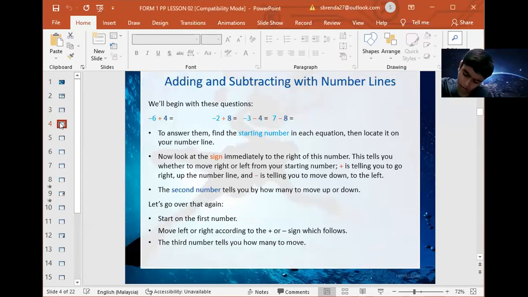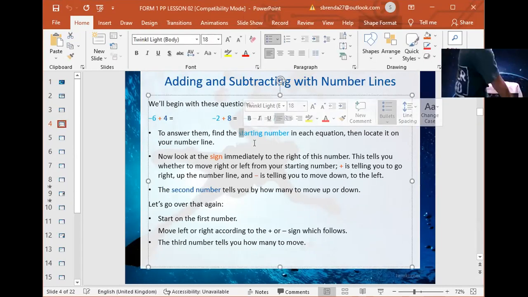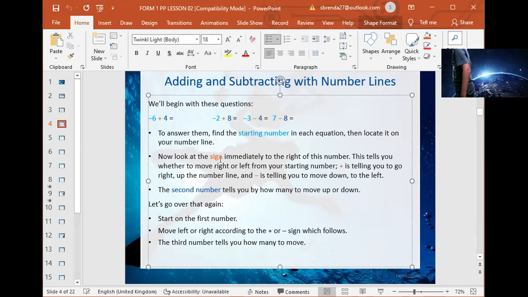So what do you have? Just a quick revision of adding and subtracting. Now, always remember, the easiest way to do it is always to use a number line, okay? And once you get used to understanding the number line, you just have to move left or right, depending on which direction you are going, okay?